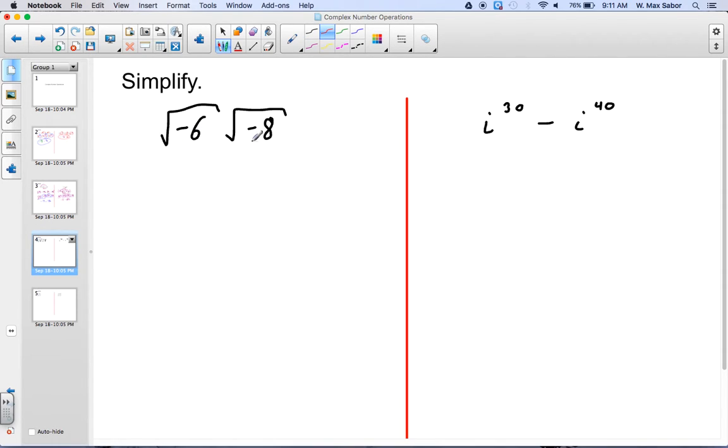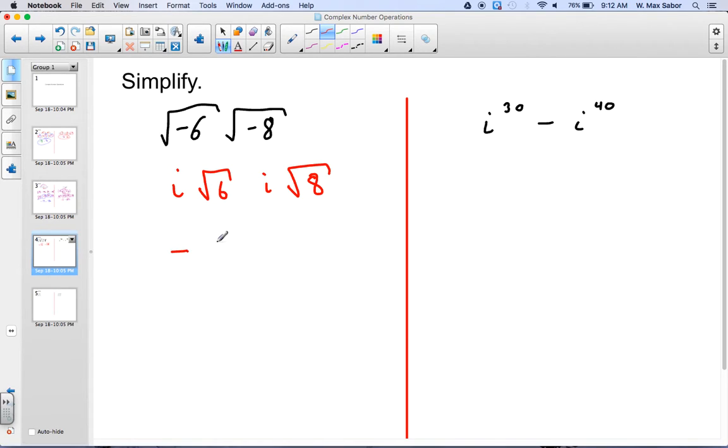This is one where people get this wrong a lot. People will multiply the insides and say that this is the square root of 48 and then simplify the square root of 48 correctly. But you can't just do that when we have negatives, because this is i square root of 6 times i square root of 8. Hopefully you agree with that.